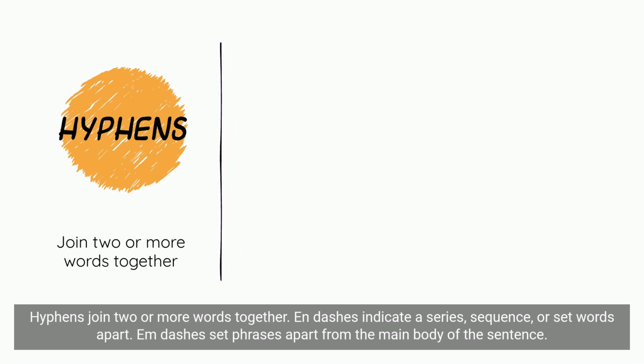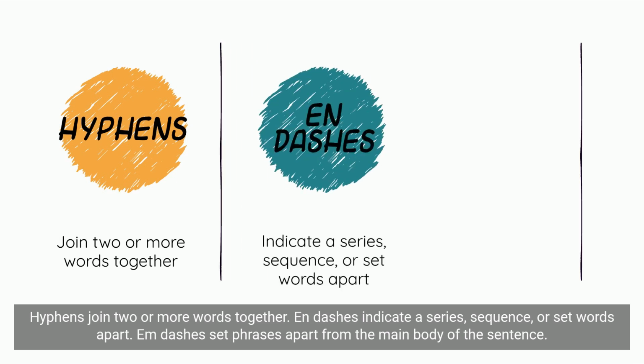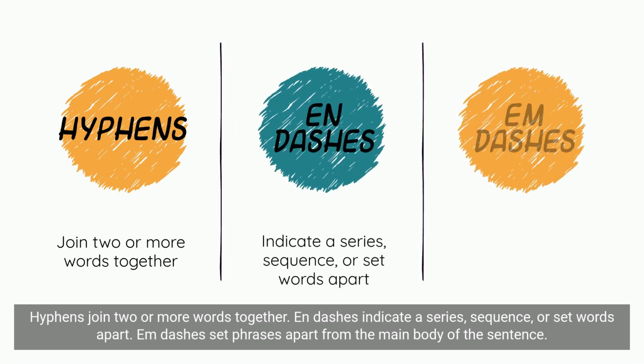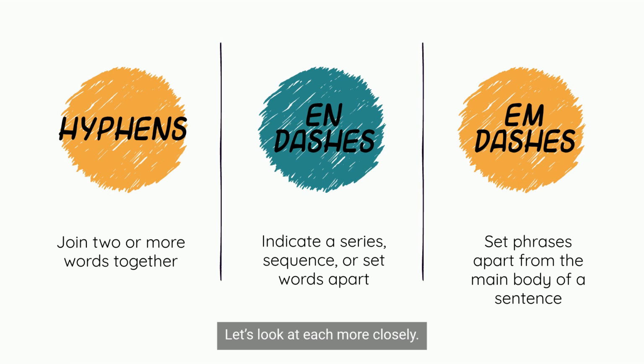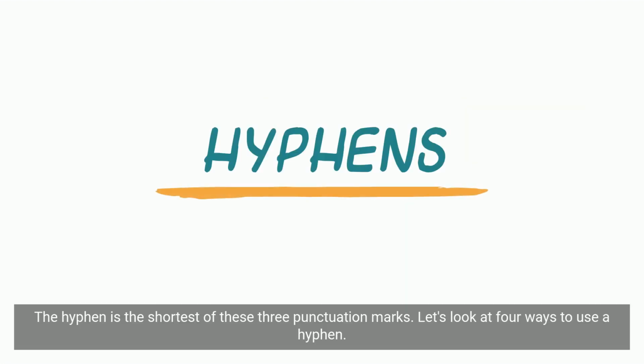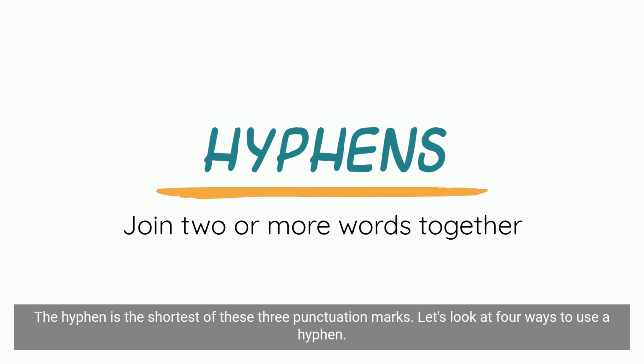Hyphens join two or more words together. N dashes indicate a series, sequence, or set of words apart. M dashes set phrases apart from the main body of the sentence. Let's look at each more closely. The hyphen is the shortest of these three punctuation marks. Let's look at 4 ways to use a hyphen.